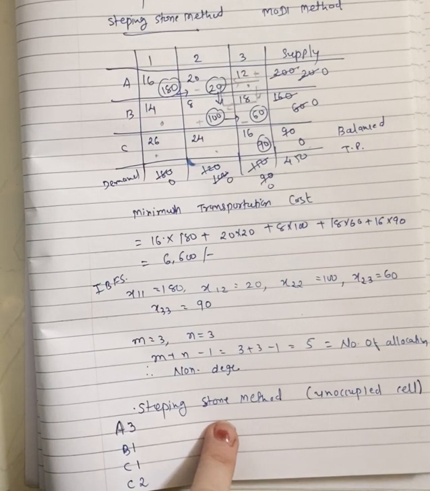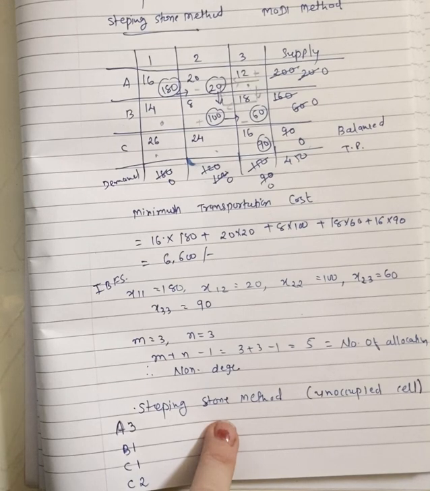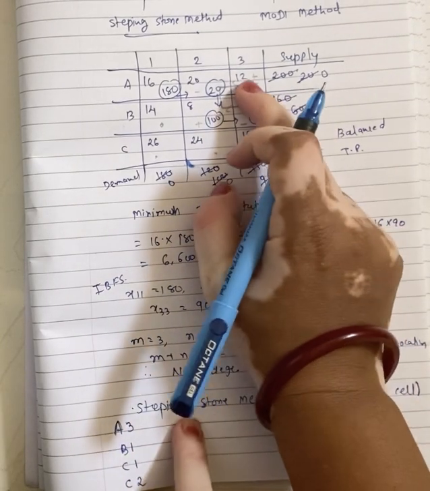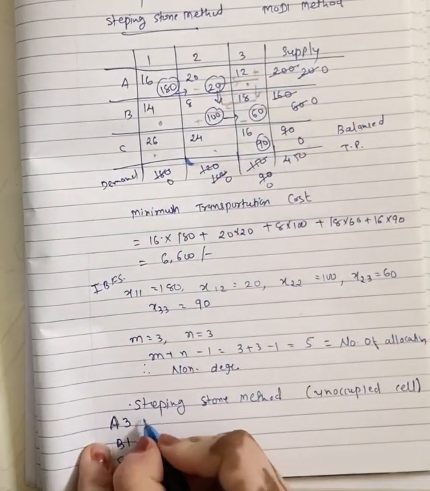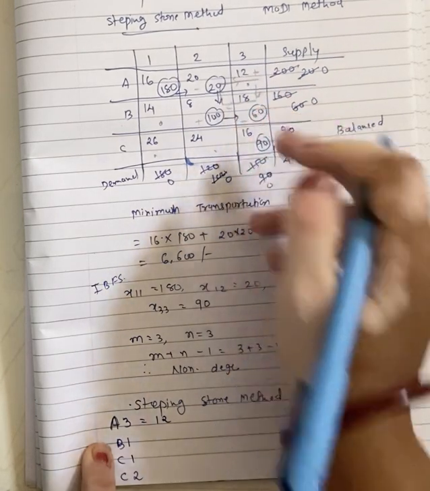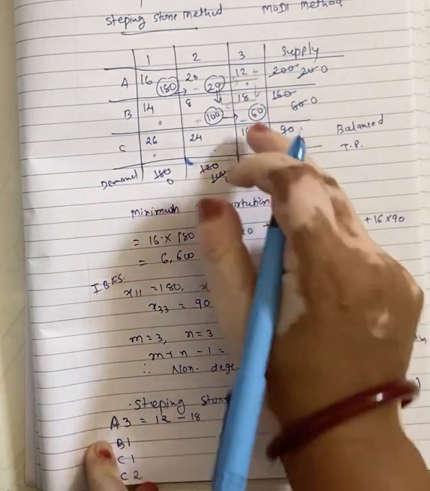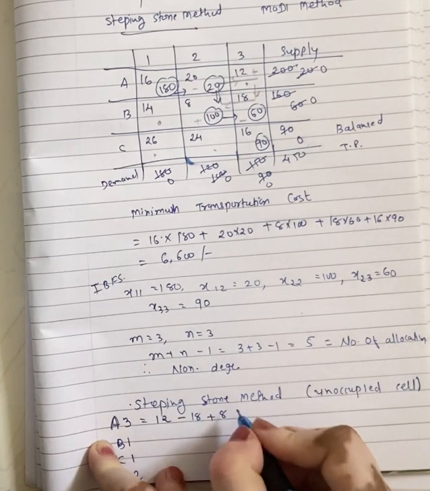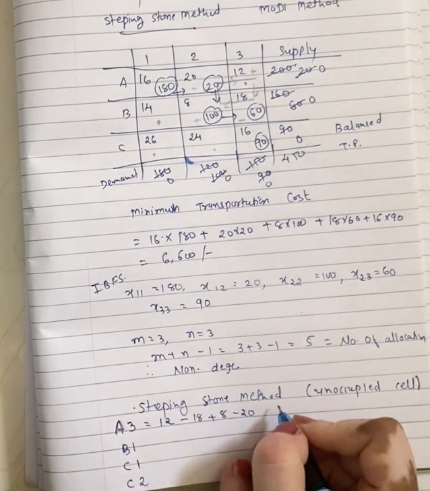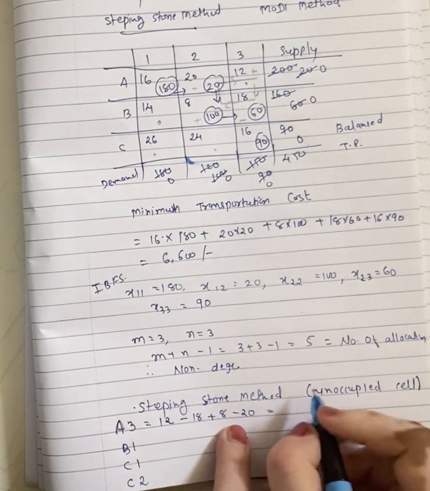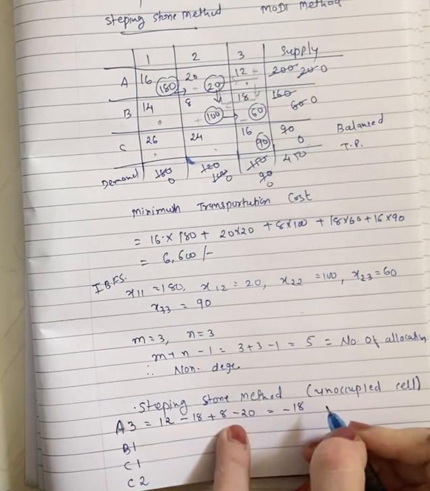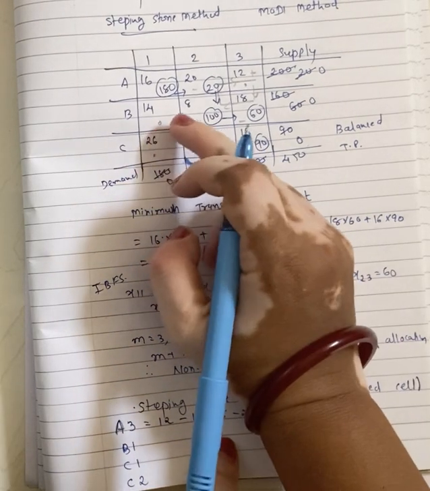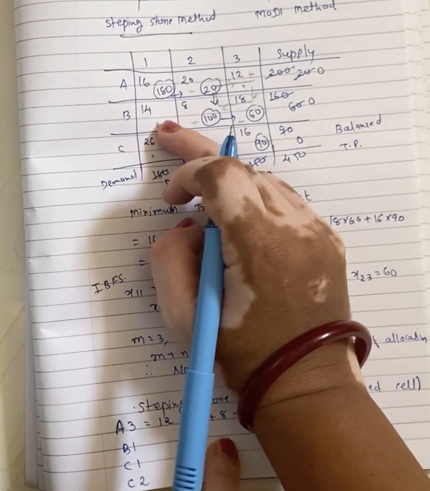Okay, first you start from plus, then minus, then plus, then minus. Okay, and write the value. Now here the cost is 12, so for A3 there is 12 minus 18 because there is a minus sign, plus 8 minus 20. Okay, so the value of A3 is equal to what? Minus 18.